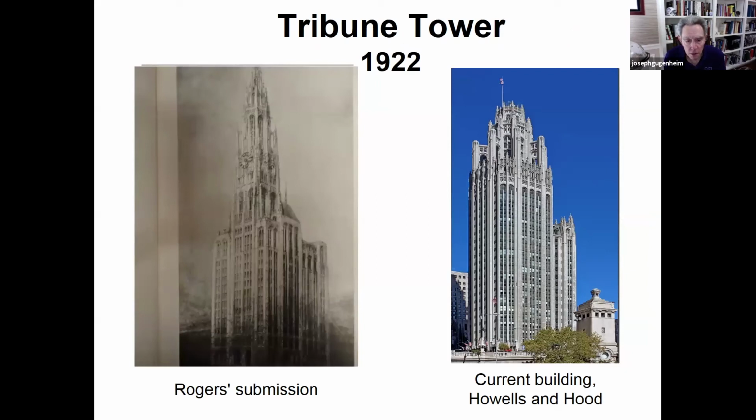Rogers submitted a design for the competition for the Tribune Tower on North Michigan Avenue in 1922. This is his submission on the left, which was rejected. The final design, which was accepted and built, opening in 1925, was by Howells and Hood.